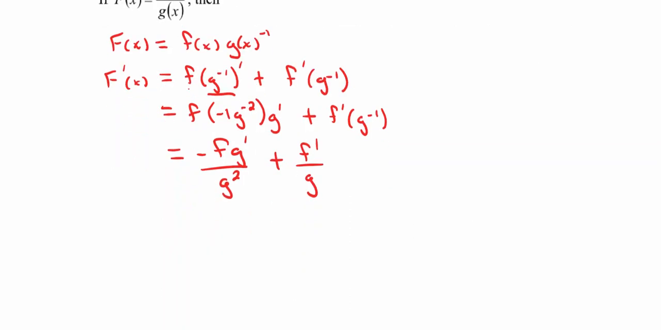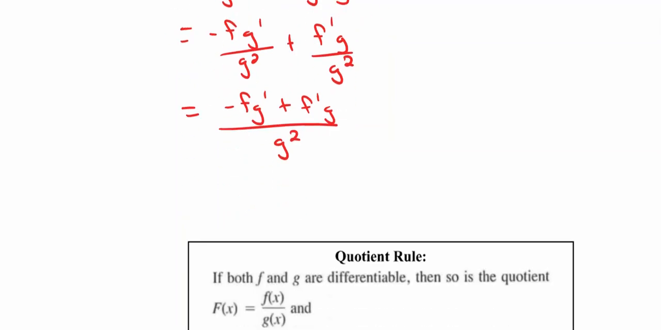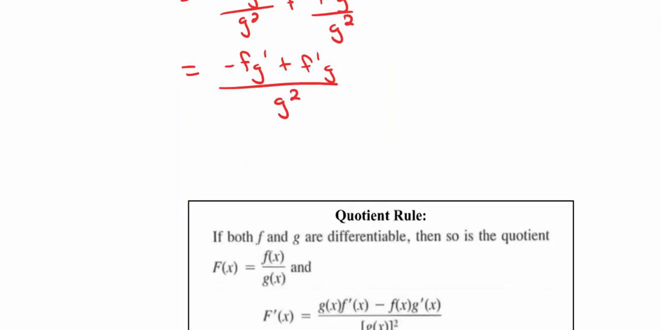And then let's put this over a common denominator. I'm just going to multiply this side by g over g. So our new equation becomes -f times g prime over g squared plus f prime times g over g squared. And now I will put it all over that common denominator. That would be -f g prime plus f prime g, over g squared. And that's pretty much it. That is our quotient rule right there.